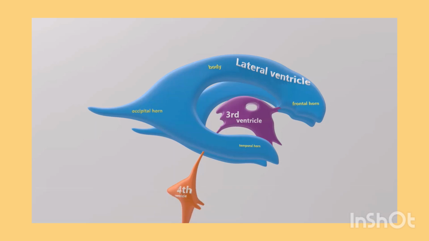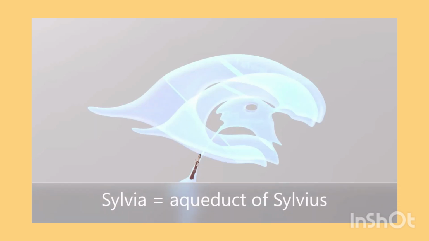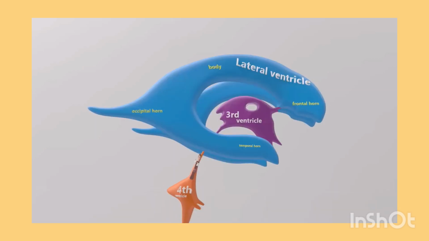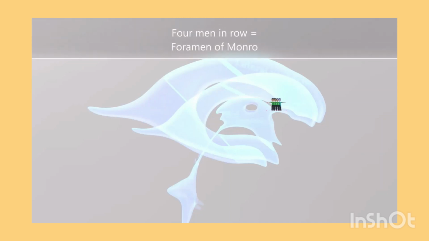Now, between the third ventricle and the fourth ventricle, there is a cerebral aqueduct of Sylvius, which is really narrow. Perhaps we can imagine a very skinny lady named Sylvia over here, who we can see right over here. Again, Sylvia reminds us of the cerebral aqueduct of Sylvius. And another anatomical mark that we want to note is between the lateral ventricle and the third ventricle. And this is the foramen of Monro. Perhaps we can imagine 4 men in a row. 4 men in a row for foramen of Monro.